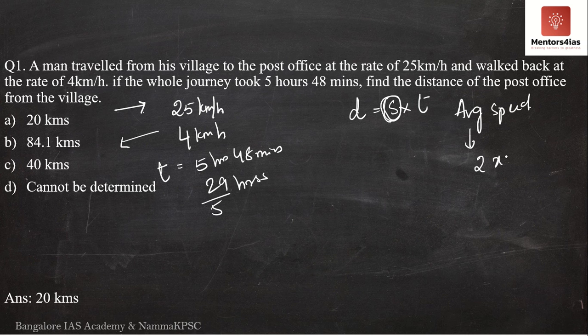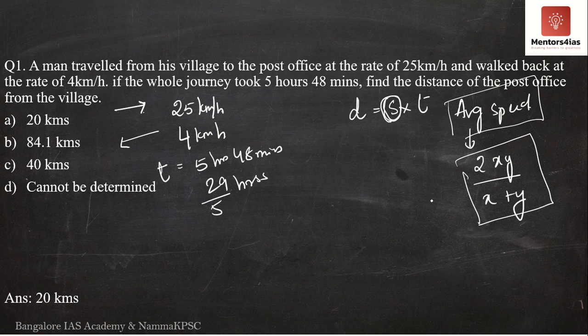The formula to determine average speed is 2xy divided by x plus y, where x is one speed 25, y is the other speed, that is 4 kilometers per hour. Now, I don't want you to worry about what average speed is. What is this 2xy divided by x plus y? Problems based on average speed, I will take it up in a separate session. However, since this particular problem can also be solved by average speed, I am just mentioning this method here as well, so that you know that this problem can also be solved by average speed method. This is another method that you have. So you can find out the average speed and then finally multiply it by time.